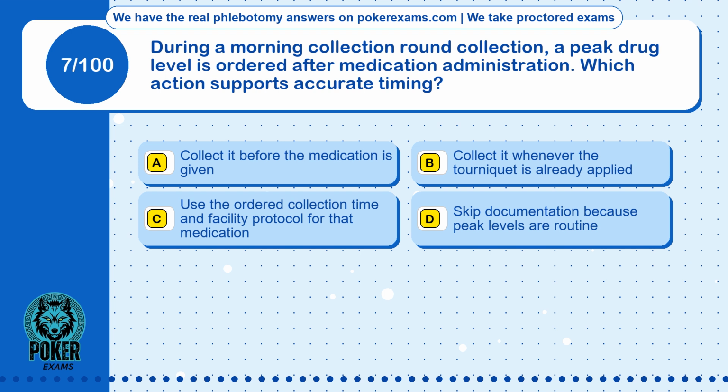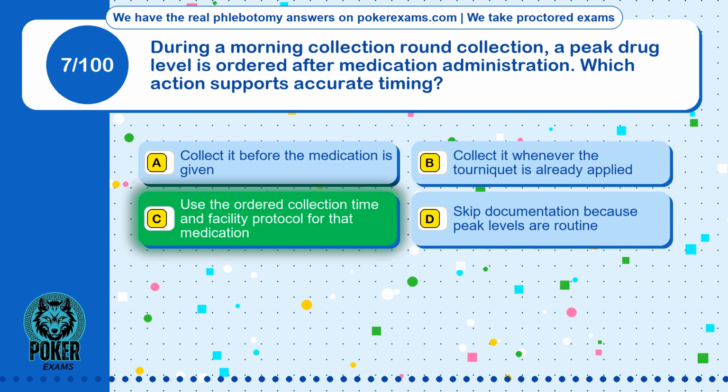Option D, skip documentation because peak levels are routine. The correct answer is option C. Use the ordered collection time and facility protocol for that medication.